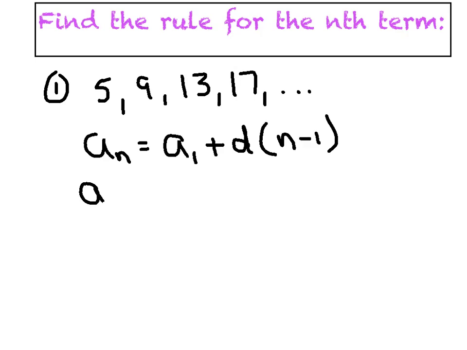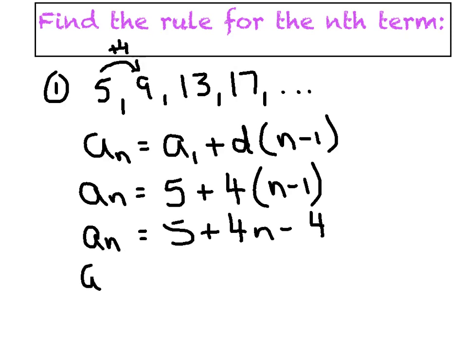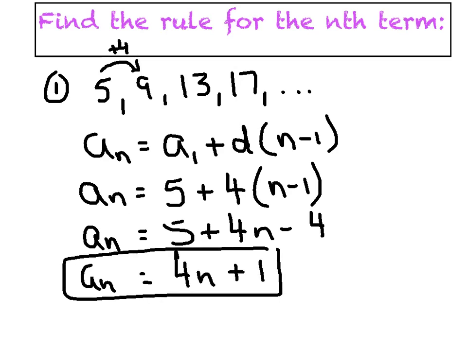And so we'll say the nth term is really the first term, which is the 5. Now the common difference is how much you had to add to that 5 to get to the 9. And so I'm thinking, well, I had to add 4, so my common difference is 4, quantity n minus 1. And then I'm just going to distribute that 4, and then we'll combine like terms. All right, so we got 4n plus 1, and this is what I consider the rule for the nth term.